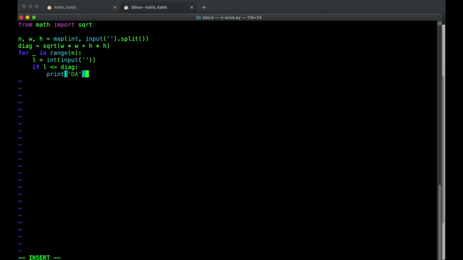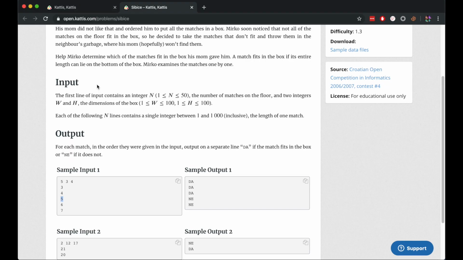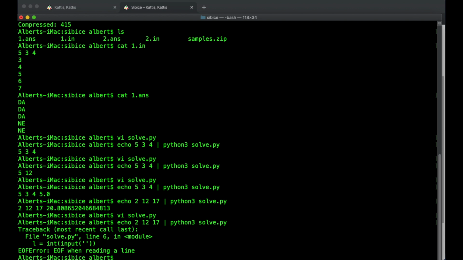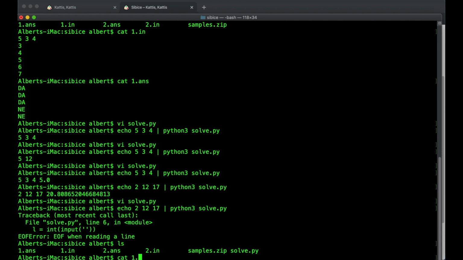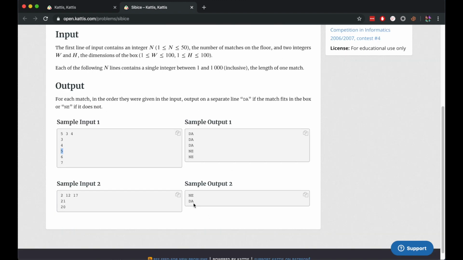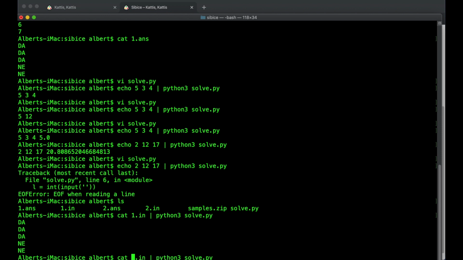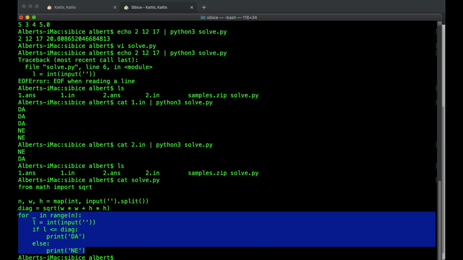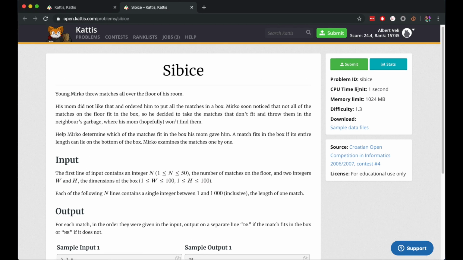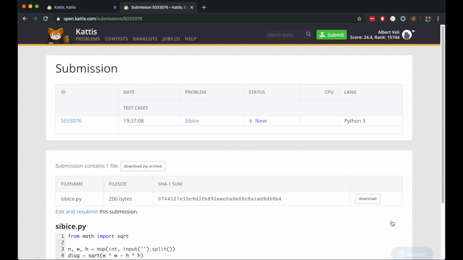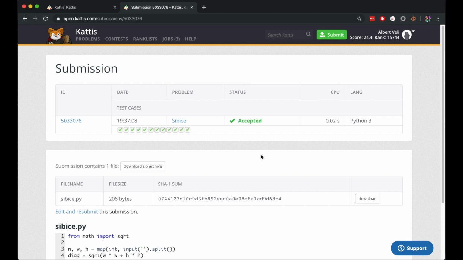DA. NE. So let's see if that works. Okay, that's actually correct. I have to cut the whole input file. DA, DA, DA, NE, NE. And here it should say NE, DA, the second one. Yeah, that seems to work. Let's see if I can just submit this. Accepted. That was not so hard.